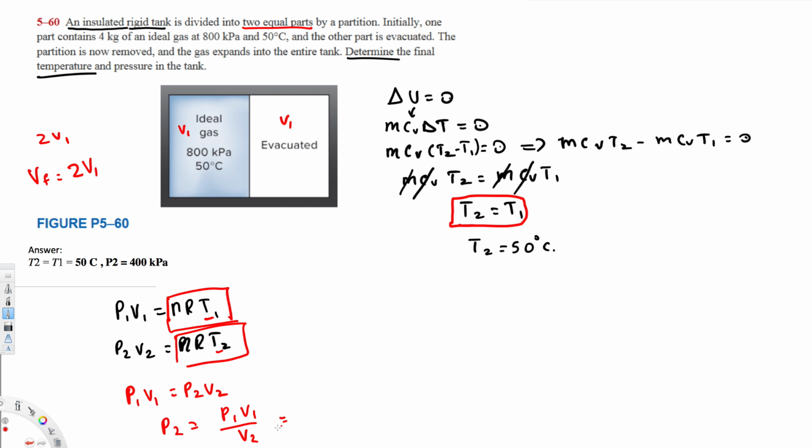So from this, instead of V2 we can write 2V1: P1 V1 over 2V1. So V1 cancels. The pressure is going to be P1 divided by 2. P1 is 800 kilopascal divided by 2. That's going to give us 400 kilopascal.